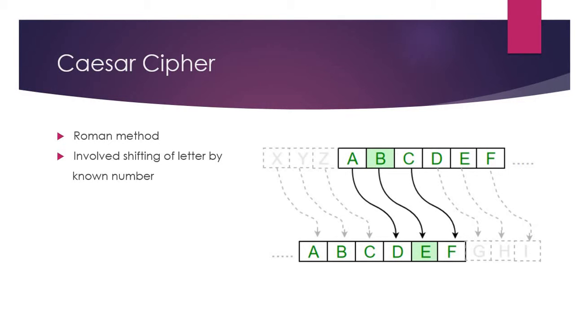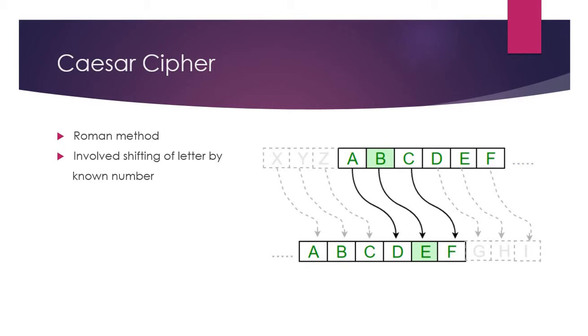And how it used to work was basically that if A is shifted by some known number of positions, say if I shift A by three positions, then A would become D, because after A, B comes, after B, C, then after C, D. So if I move the letter A by three positions, its new value becomes D. The same thing will happen for B, which will become E. C will become F. And by using these shifted characters, D, E, F, which are the shifted characters for A, B, C, if I prepare a message, that message would become my cipher or my code.